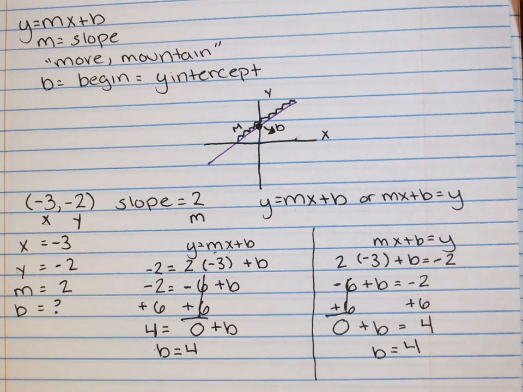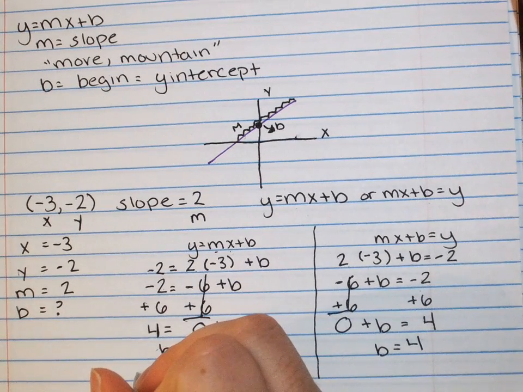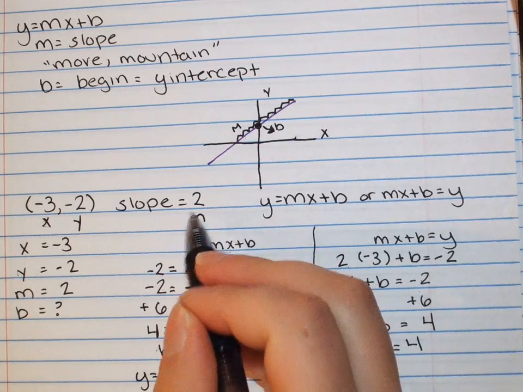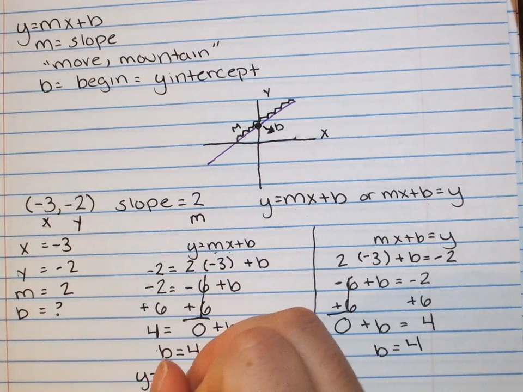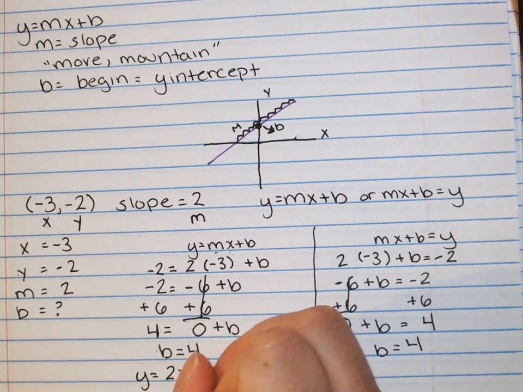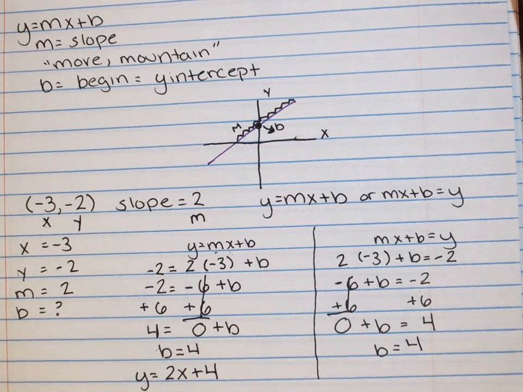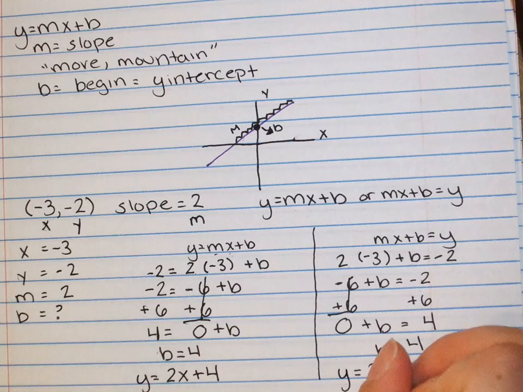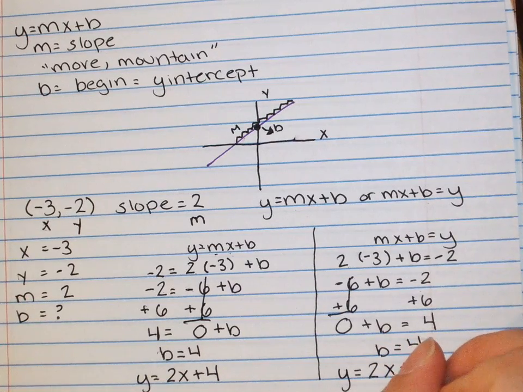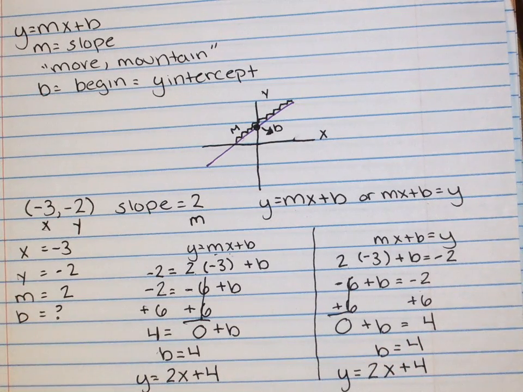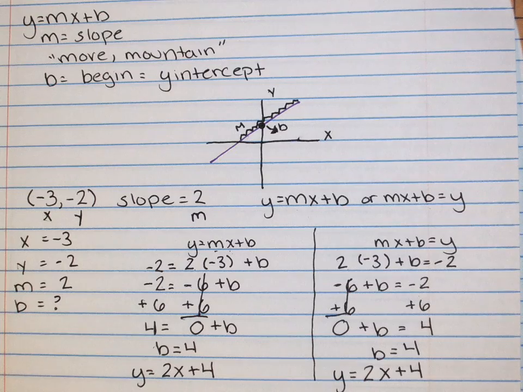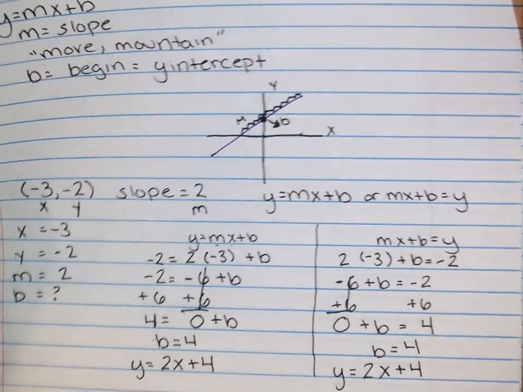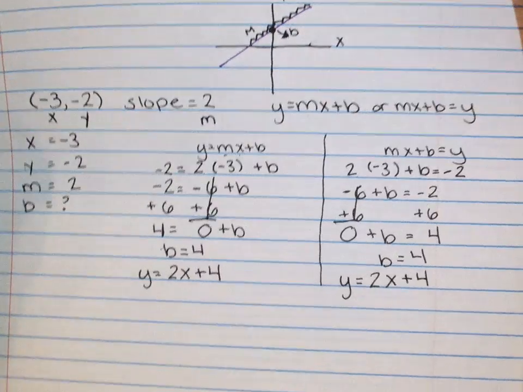So when I write my equation, I'm going to say y equals 2x plus 4. And I'll do the same over here. Y equals 2x plus 4. Okay. We're going to try some more. So I'm going to move this down, and we're going to try a new problem.